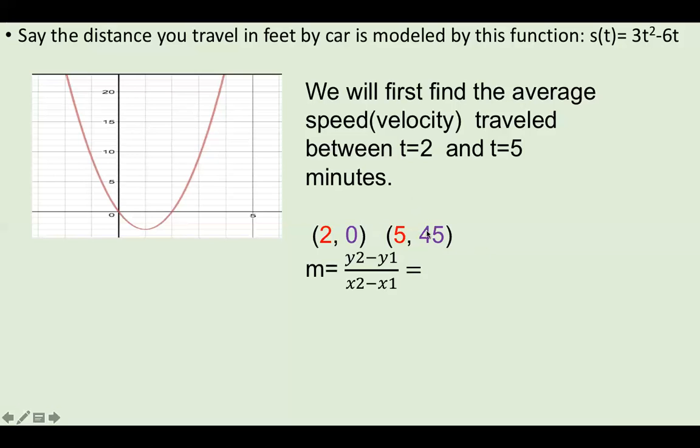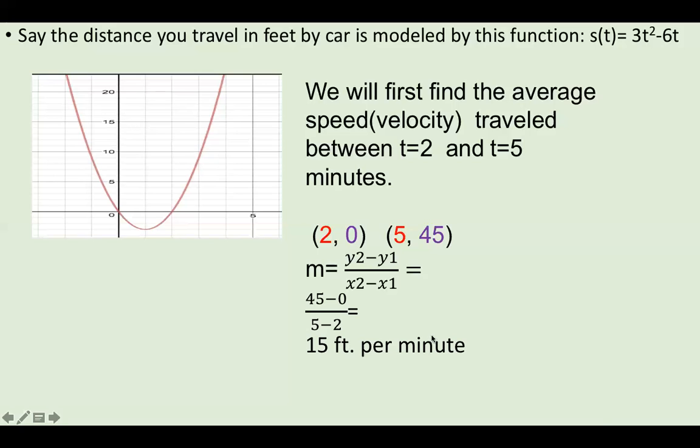So now that you have 2 points, remember all you have to do is x1, y1, x2, y2. You plug into your slope formula. That's going to give you your average speed. So 45 minus 0 all over 5 minus 2. So my average speed between t equals 2 and t equals 5 minutes is going to be 15 feet per minute. And remember, you don't have to write out "per minute". You could write 15 feet dash min. 15 feet per minute is fine.